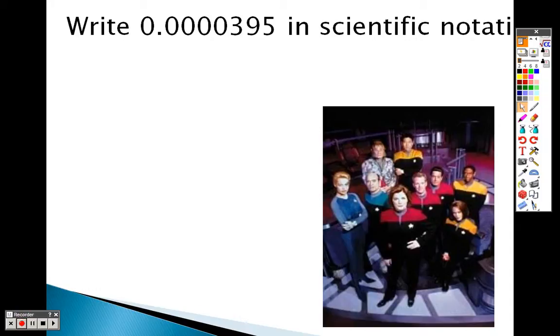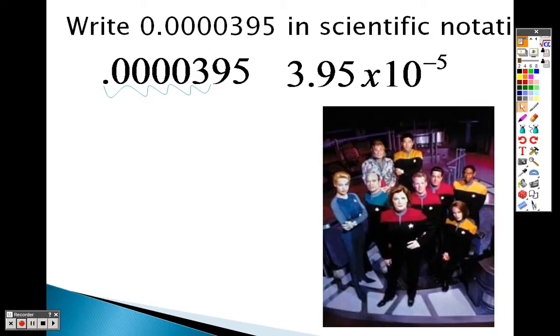Rewrite that in scientific notation. I'm going to move it 1, 2, 3, 4, 5 spots, and since I moved it to the right, that's why it's a negative 5. 3.95 is in between 1 and 10.